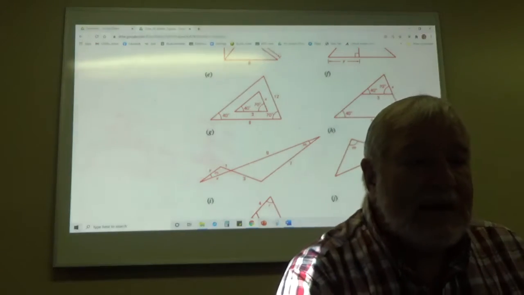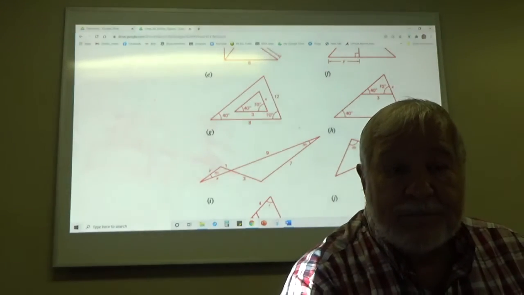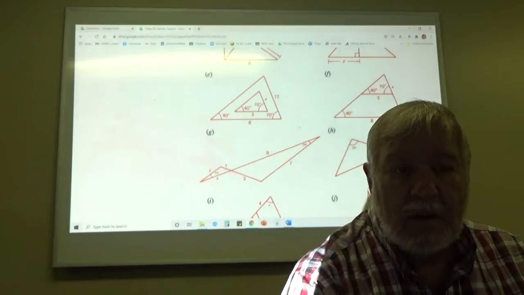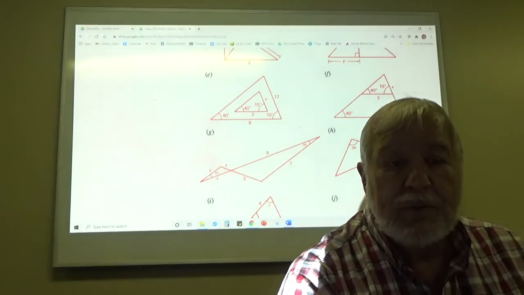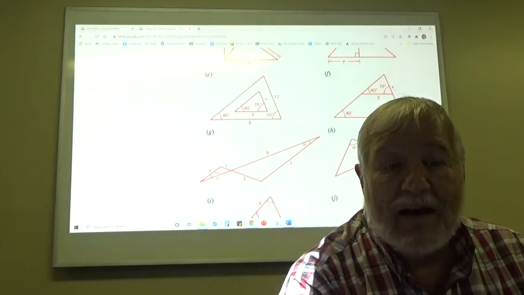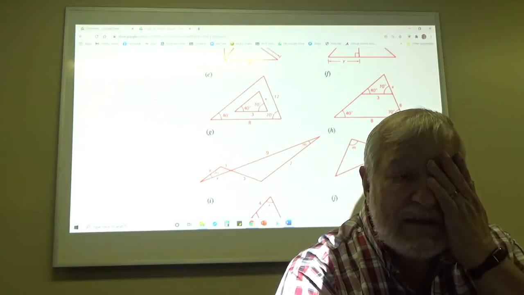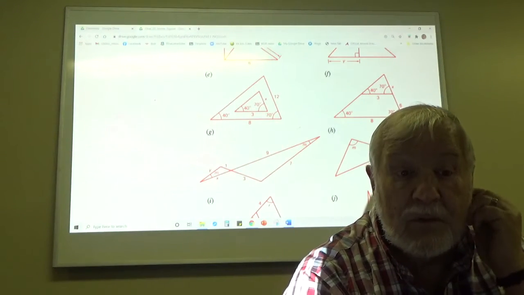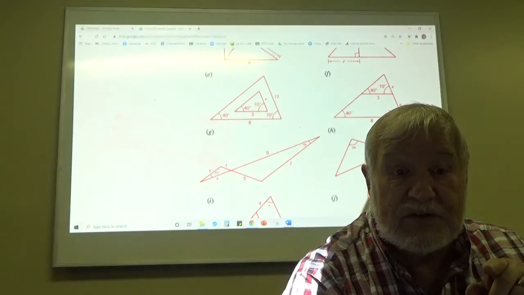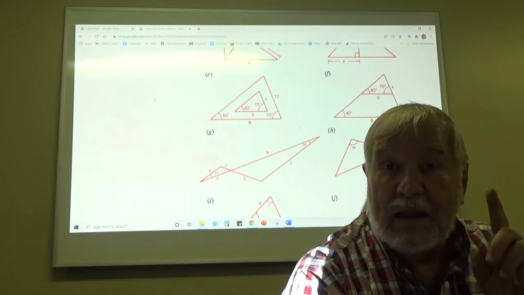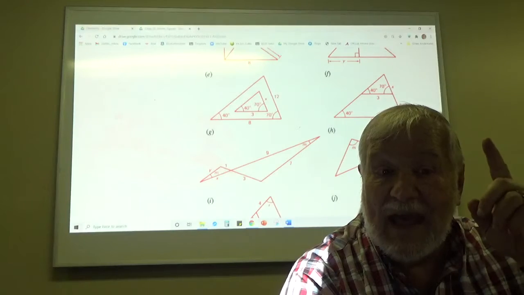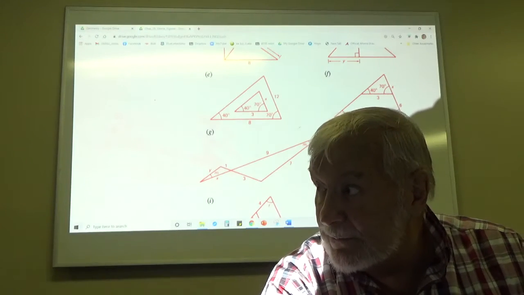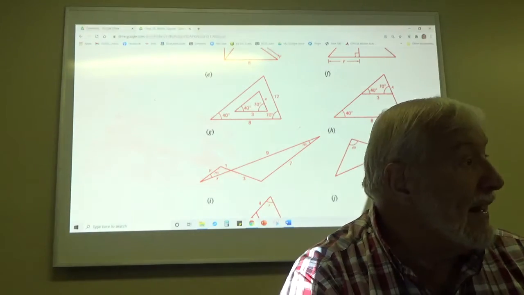Okay, now when you get to F, the proportion that you have is 3 and 8, which is the small triangle and the big triangle, and its equivalent is x and x plus 6. So you're going to have a quadratic.